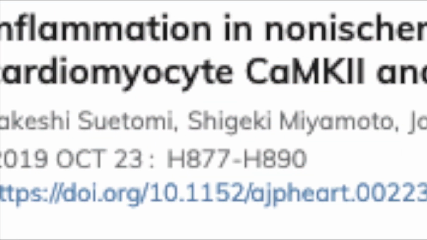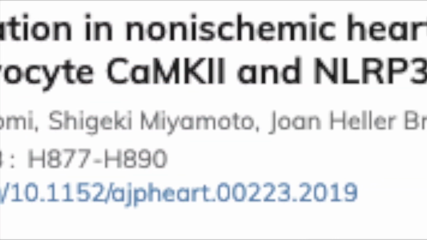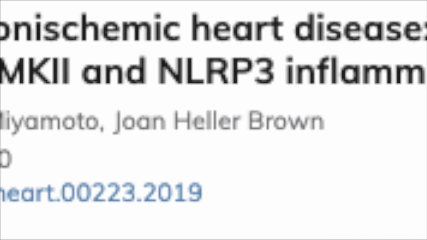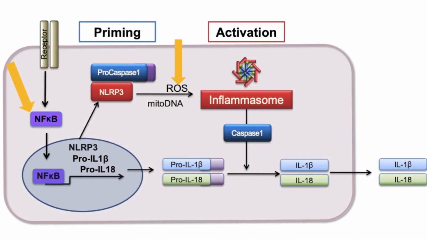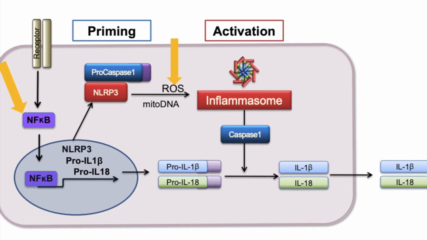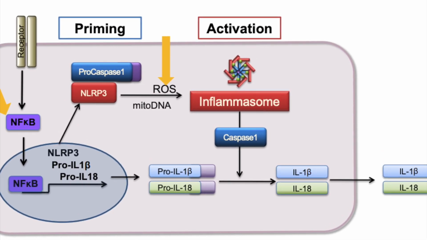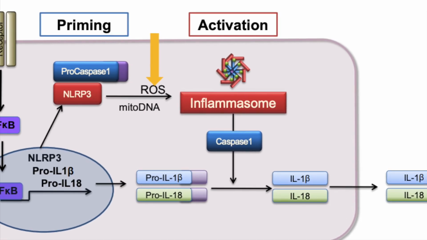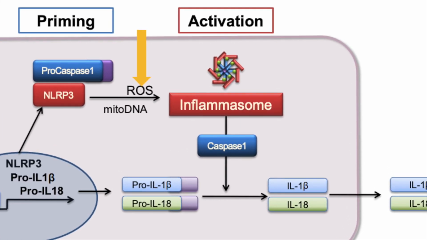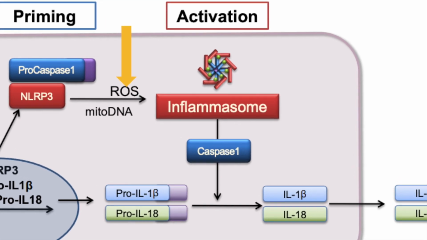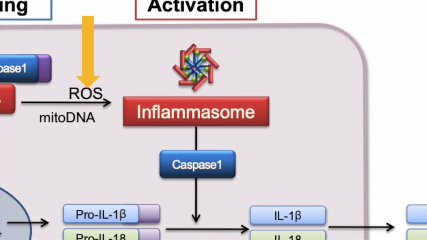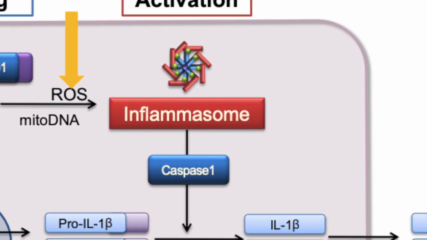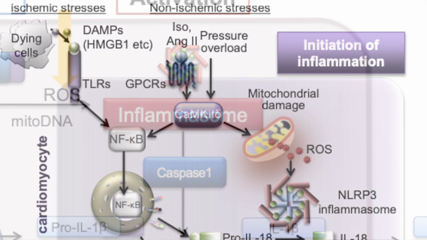Review by Tsutomi et al. Provides evidence supporting the hypothesis that cardiomyocytes are an initiating site of inflammatory gene expression in response to non-ischemic stress. The authors discuss the role of multifunctional calcium calmodulin regulated kinase, or CAM kinase 2 delta, as a transducer of stress signals to nuclear factor kappa B, or NF-kappa B activation, expression of pro-inflammatory cytokines and chemokines, and priming and activation of the NOD-like pyrin domain containing protein 3, the NLRP3 inflammasome, in cardiomyocytes.